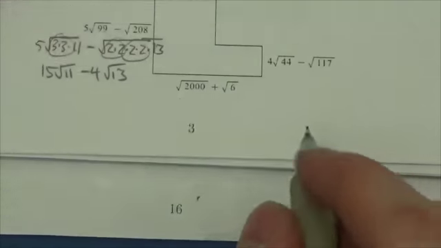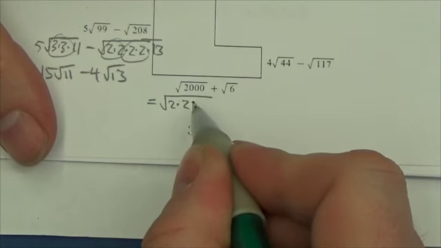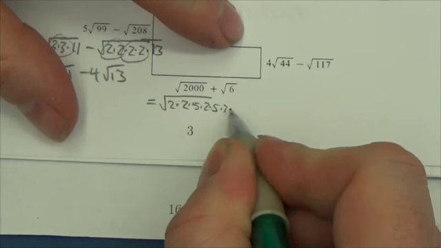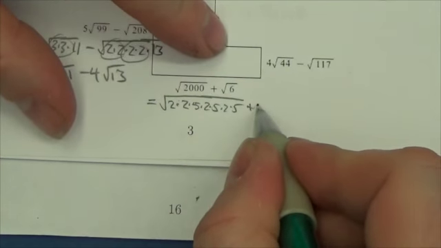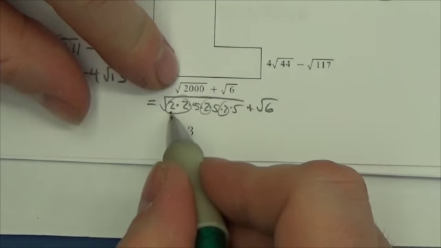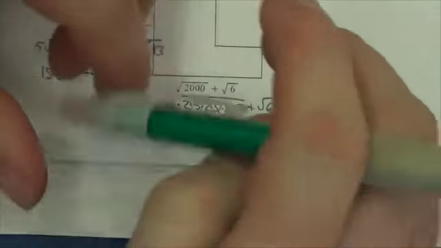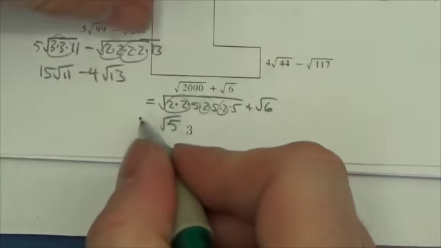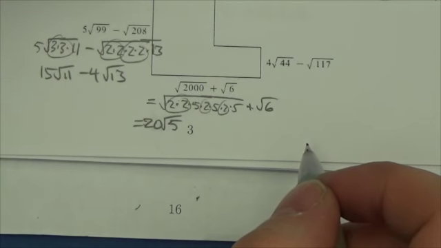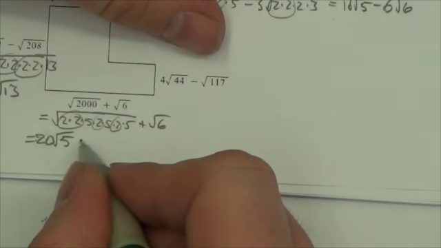Okay, down here, root 2000 is going to end up being 2 times 10 times 10 times 10. So 2 times 2 times 5 times 2 times 5 times 2 times 5. Should be 3 of those. And plus, well, root 6. Root 6 you can't do anything with, so that's as good as it's going to get here. But if you pull out pairs of factors here, there's 2 pairs of 2's and a pair of 5's. So it's going to be 20 root 5. Sorry, I just wrote 2 there. That will end up being 20 root 5, plus the root 6. Forgot about the root 6.